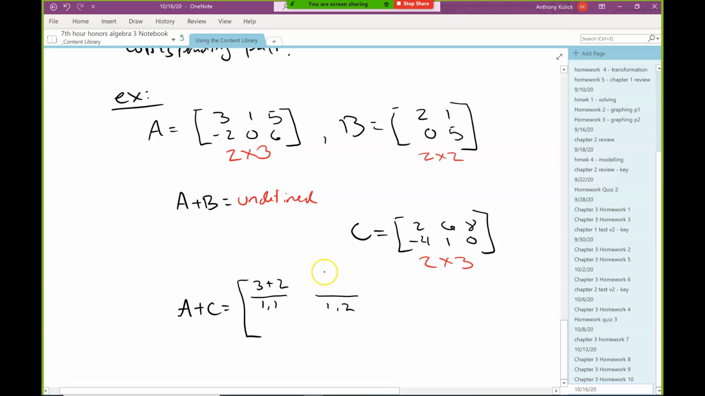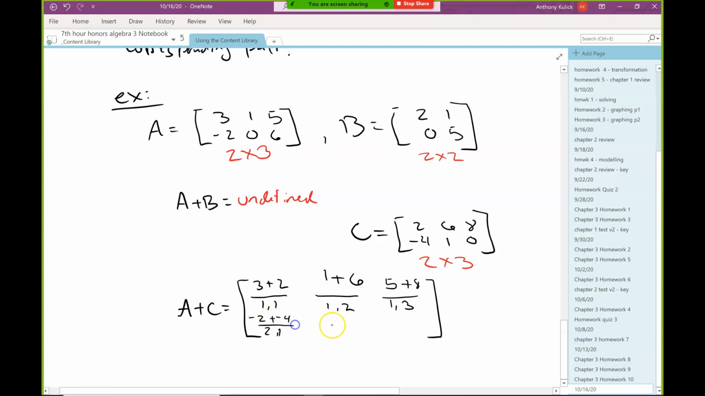We're going to add A12 plus C12 to get the element in the first row and third column. We're going to add A13 plus C13, and continue doing this, right?